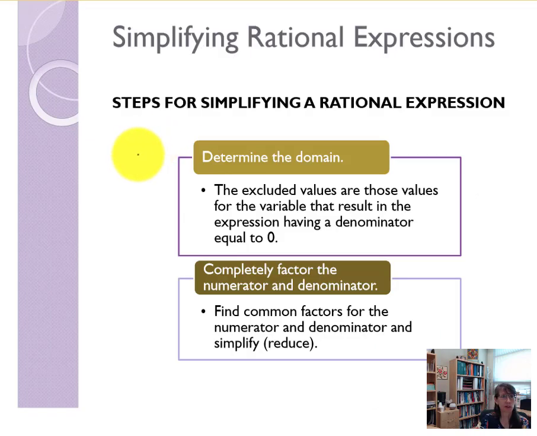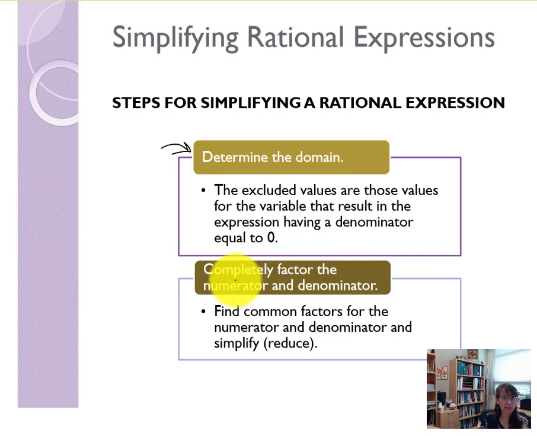Now we're going to go a little bit further into simplifying rational expressions, and the steps for simplifying a rational expression are as follows. You don't necessarily have to determine the domain. That is strictly for when you're solving an equation, but it's good to be thinking about the restrictions at this point just to be in practice to do it. So we would be excluding values that make our denominator equal to 0 if we're solving an equation.